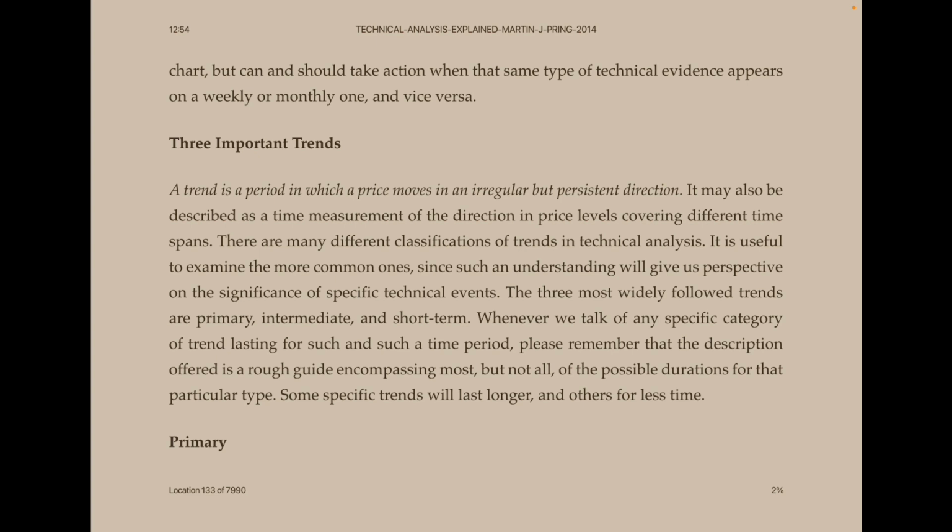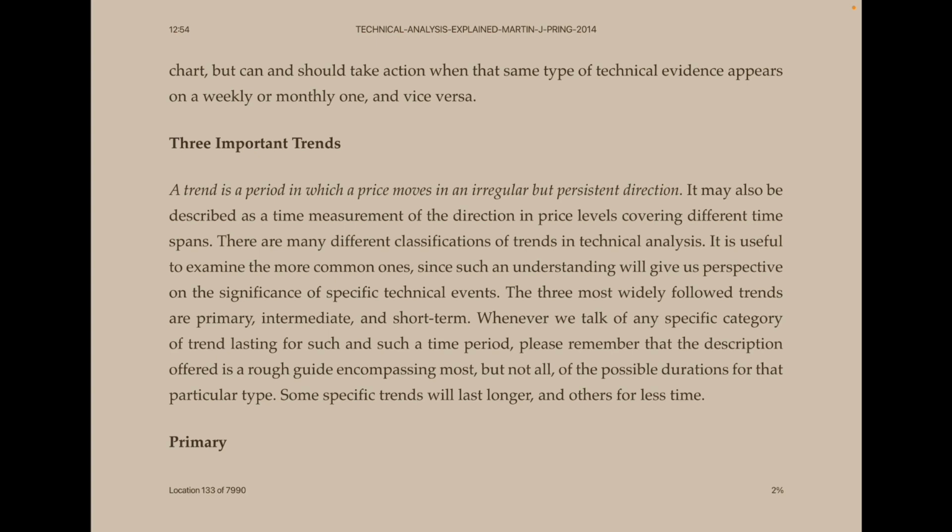Three important trends. A trend is a period in which a price moves in an irregular but persistent direction. It may also be described as a time measurement of the direction in price levels covering different time spans. There are many different classifications of trend in technical analysis. It is useful to examine the more common ones, since such an understanding will give us perspective on the significance of specific technical events. The three most widely followed trends are primary, intermediate, and short term.